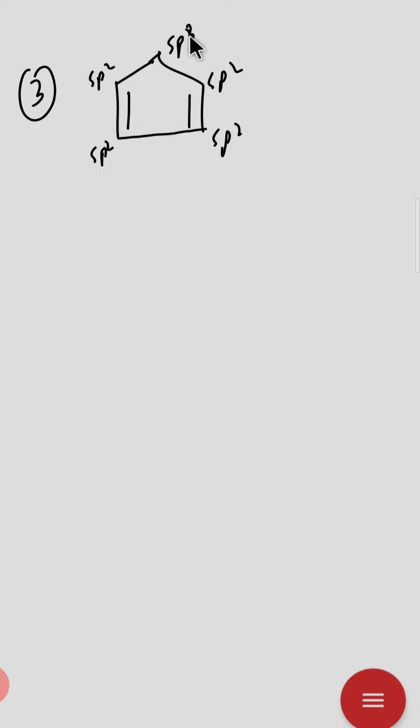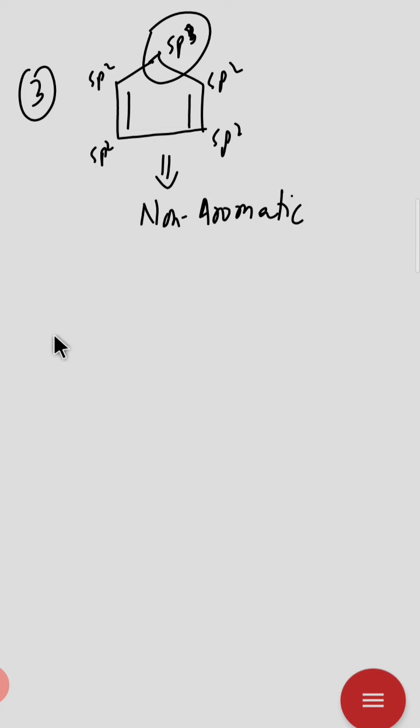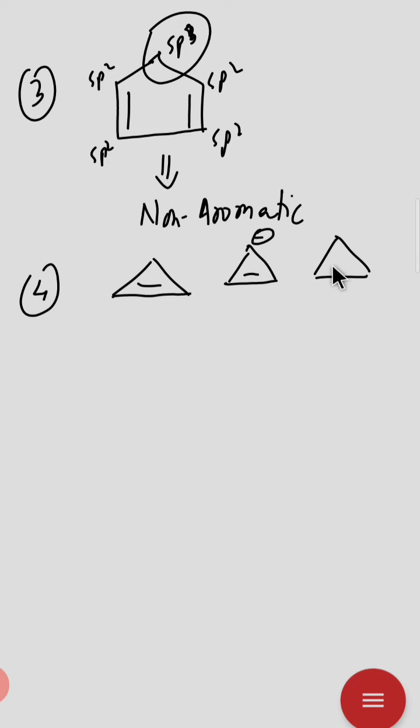If one of the atoms in the ring is sp3 hybridized, then this compound becomes non-aromatic. Let me take one more example. This compound is aromatic: there is a double bond, and here there is a negative charge and there a positive charge. Let us check their hybridization later. This is non-aromatic.